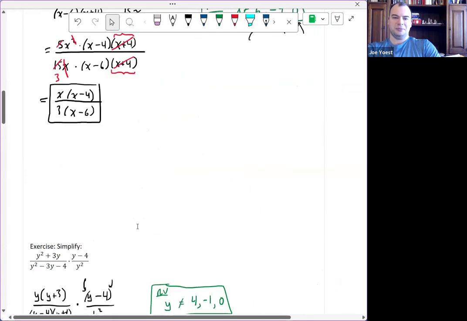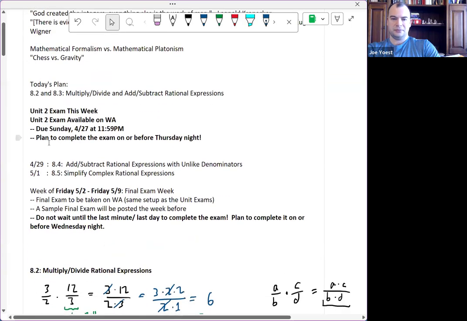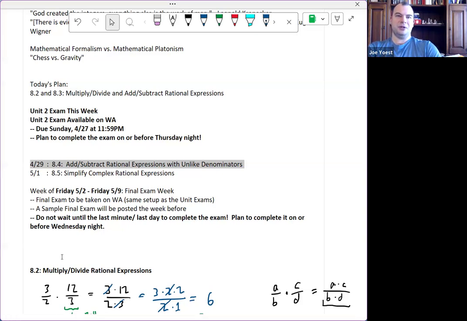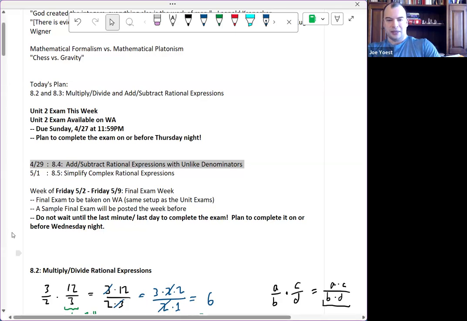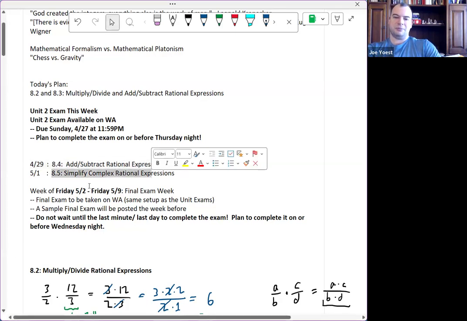Any questions on any of this? Okay, so that was our rundown of 8.2 and 8.3. Add, subtract, multiply, and divide rational expressions. We'll add and subtract with like denominators. Next time, of course, if you remember from numerical fractions, adding and subtracting with unlike denominators is a bit more complex. So next time we're going to devote our class meeting on Tuesday to adding and subtracting rational expressions with unlike denominators. And then Thursday's class will wrap up chapter 8 with complex rational expressions. And that will wrap up the material for the course.